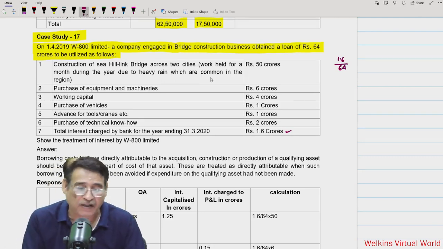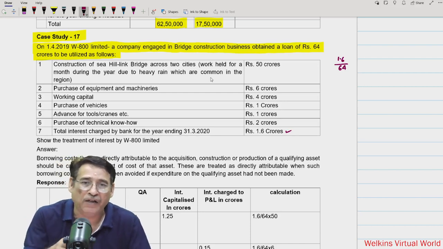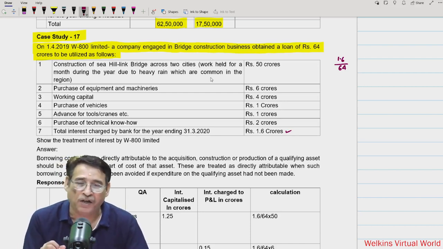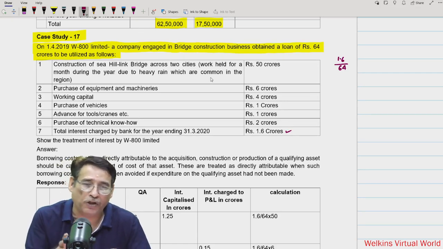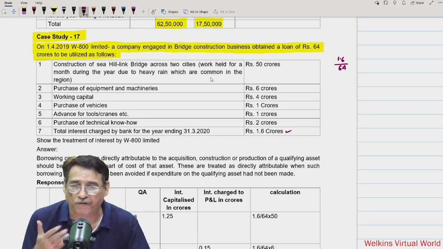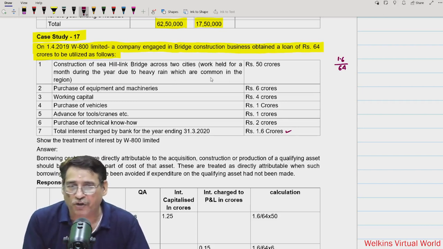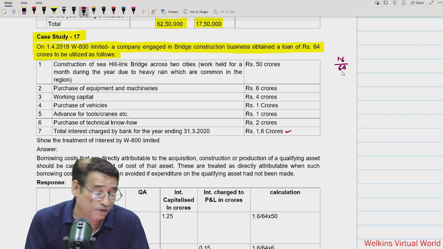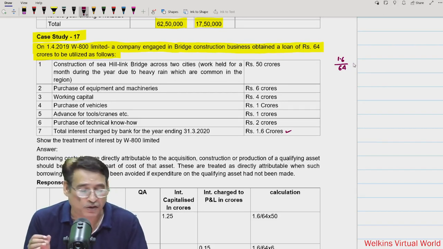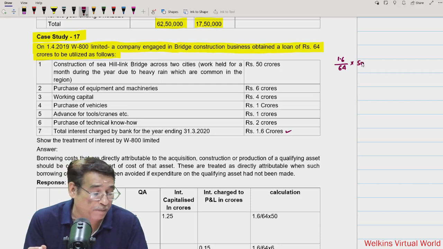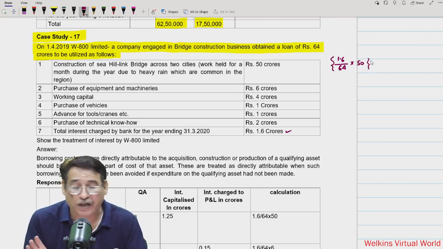And again, it is given that work is held for 1 month, but it is also given that heavy rains are quite common in that particular area. So again, in this case, a stoppage of work is a necessary condition for the final completion of the project. So we are not going to stop the capitalization of the borrowing cost. So out of 64 crore, 1.6 crore is the total interest. And out of 64 crore, 50 crores have been used in the construction of this. So this much of interest will be capitalized.